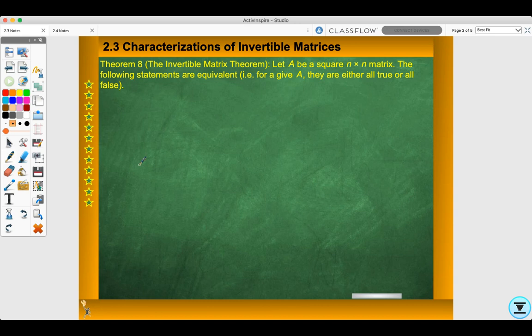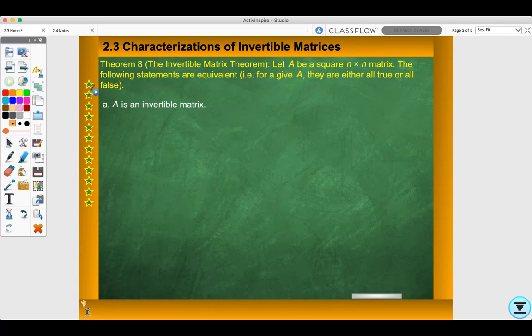2.3, characterizations of invertible matrices. Theorem 8, the invertible matrix theorem. Let A be a square n by n matrix. The following statements are equivalent. For any given A, they are either all true or all false.